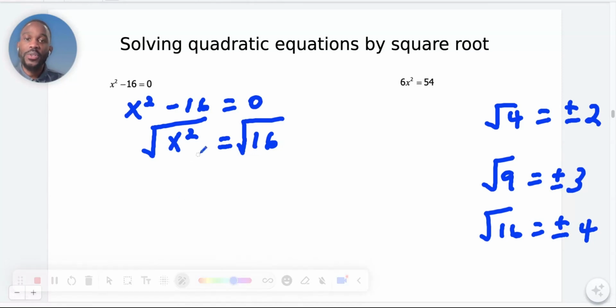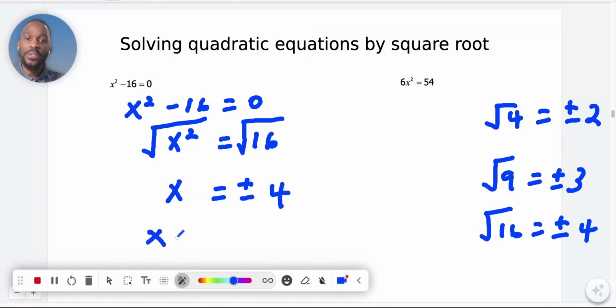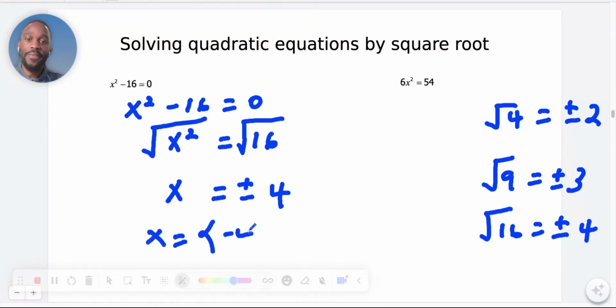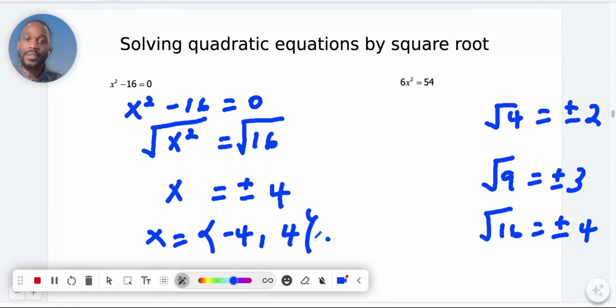So note that. So here, the square root of x squared is x, so x will be equal to plus or minus 4. What that means is the solution set of x is negative 4 and 4. Does that make sense? Okay.